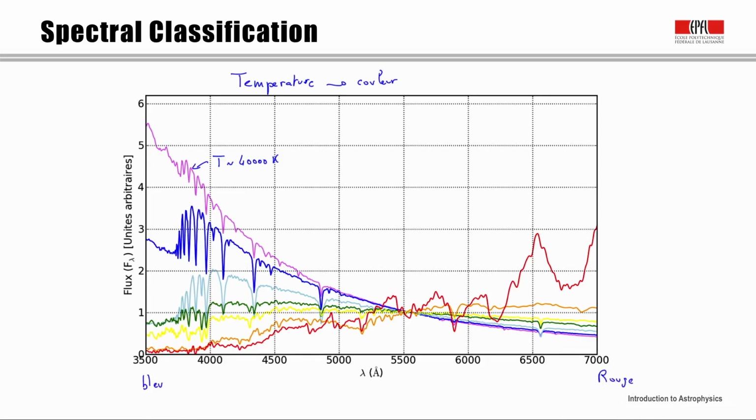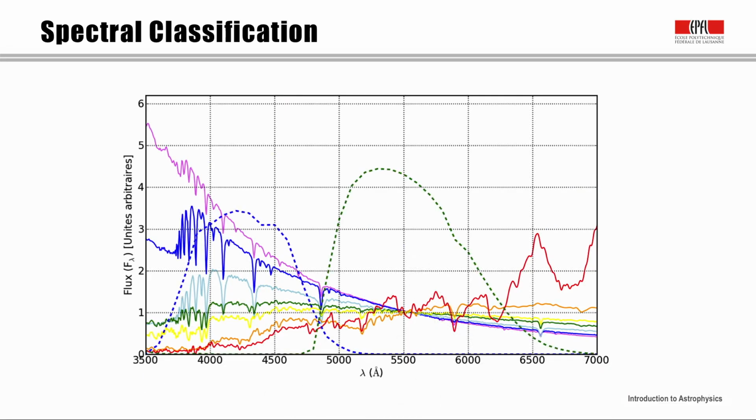Conversely, if we take a cold star such as this one, with a black body temperature of more or less 3000 Kelvin, the spectrum is much redder. There is more flux on the red than on the blue side of the spectrum. Between the two, we have stars similar to the Sun. The Sun, with a temperature of about 5,780 kelvins, is a star with a mainly yellow spectrum.